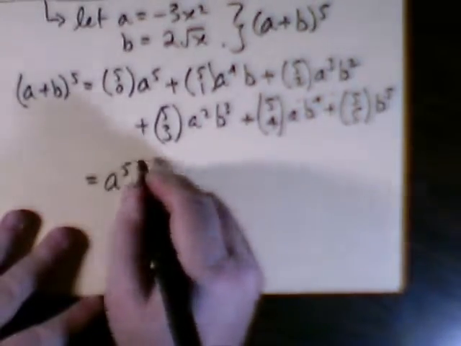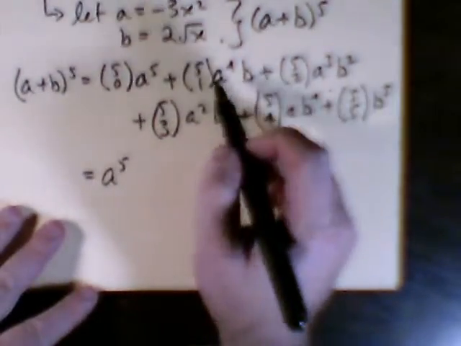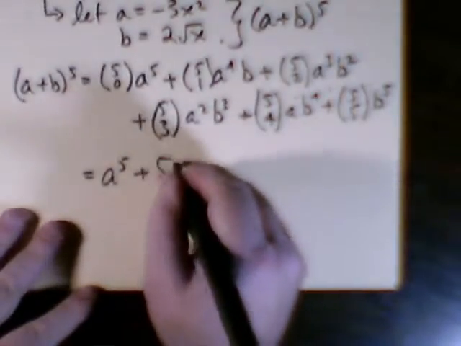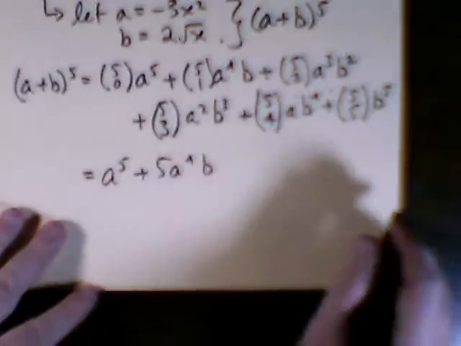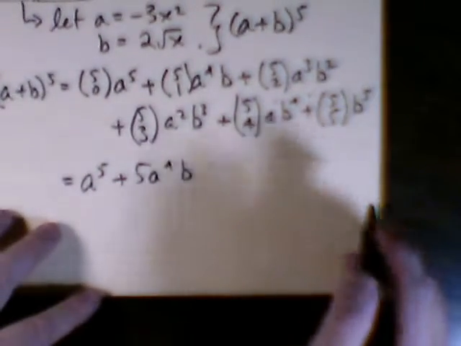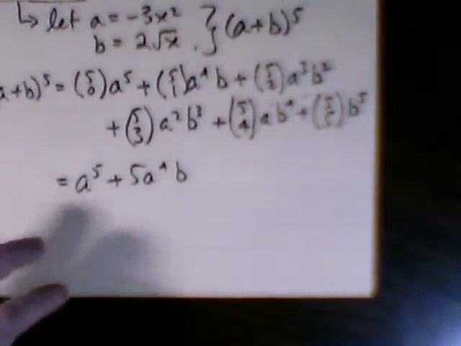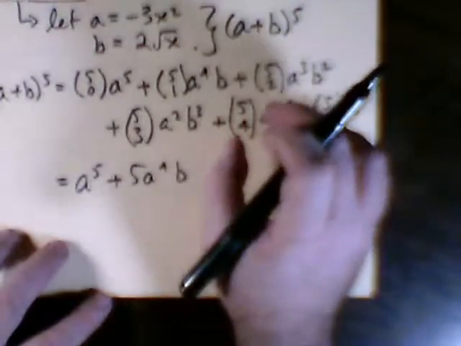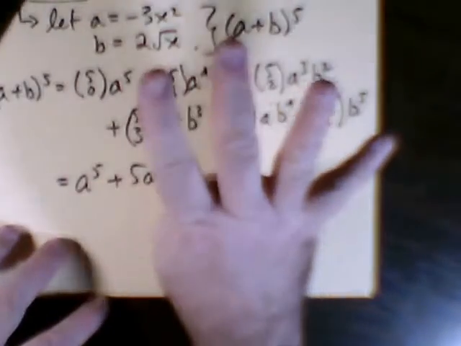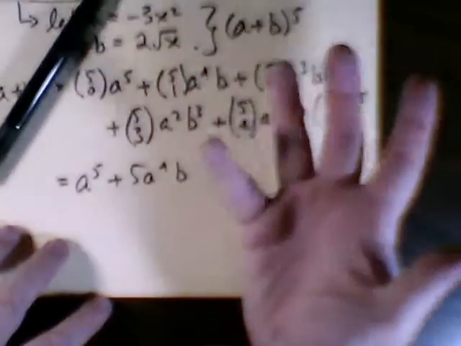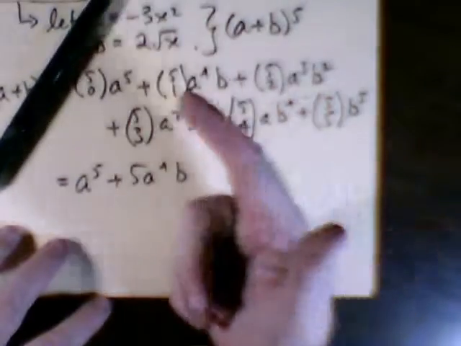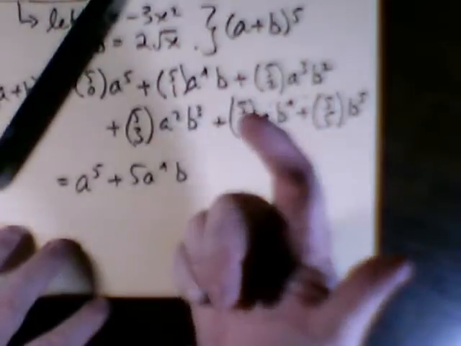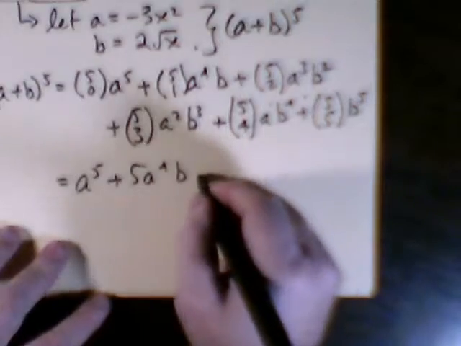Well, anything choose 0 is just 1, so we just have a to the 5th here. 5 choose 1, if we choose one object out of 5 objects, well, that's going to be 5. So that's going to be 5 a to the 4th b. 5 choose 2, you have 5 ways of choosing your first object, 4 ways of choosing your second object, 5 times 4 is 20, and then because the rearrangements of the two objects you chose don't matter, you divide by 2, so 20 divided by 2 is 10.